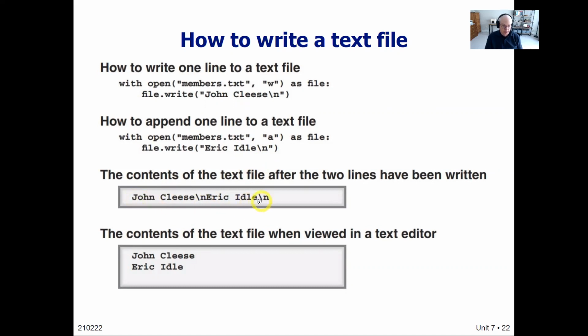So if we were to just look at this file now in a text editor, we would see two lines. If we uncovered the newline characters, you would see them. That's how they were written, and the text editor should process those newline characters, so we see it as two separate lines of text.